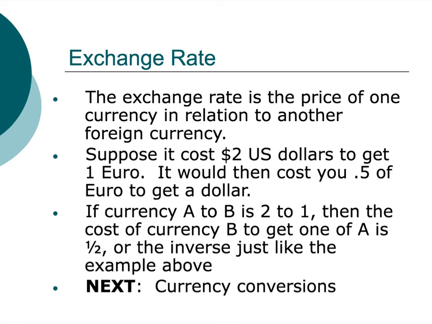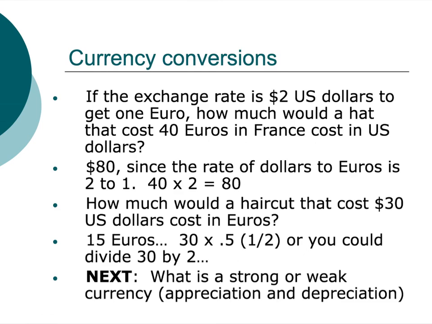The exchange rate is defined as the price of one currency in terms of another. So if it costs $2 to get 1 euro, it would then only cost you 0.5 euro to get a dollar. So when converting currencies, you basically have to set up a ratio that's equal. So if $2 gets 1 euro, a hat that would be 40 euros would cost $80. As we multiply the exchange rate out, 40 euros equals how many dollars? Well, the ratio is $2 to 1 euro, so it becomes $80. And you can see the math worked out here.